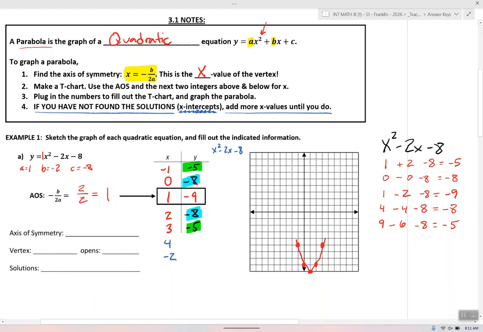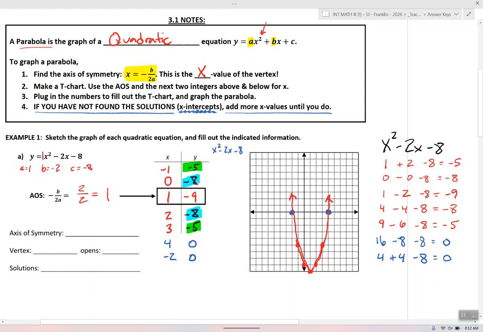And I've just got to add them down here to the bottom. If I put 4 in for x, I get 16 minus 8 minus 8, and that's 0. I should get the same thing for negative 2. Negative 2 squared is 4, then 2 times 2 is 4, so plus 4 minus 8 is also 0. That's good, that's what I wanted. So that's 4, 0, and negative 2, 0. So you can see now our graph continues through those points.